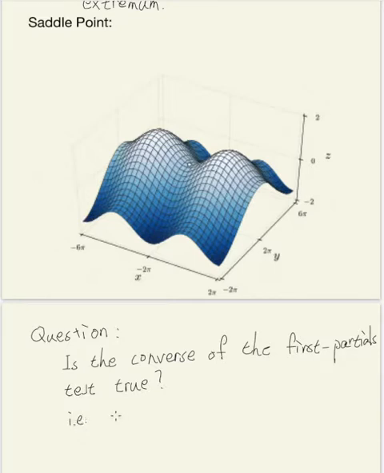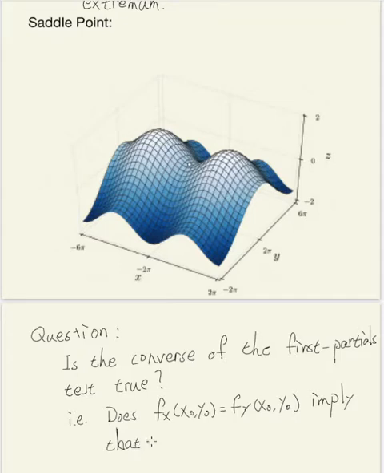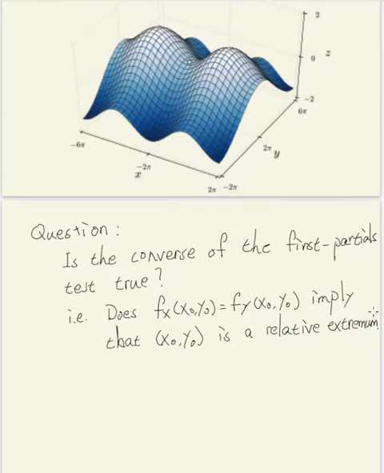I.e., does f partial x equals f partial y imply that the point x naught, y naught is a relative extremum? And the answer is no.